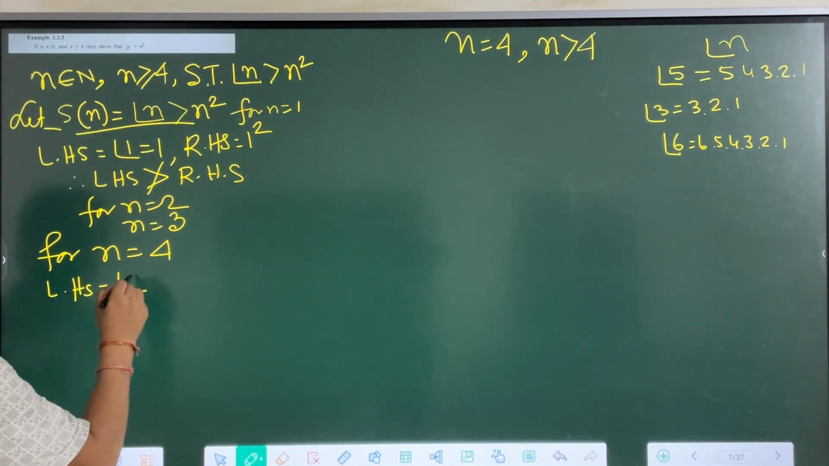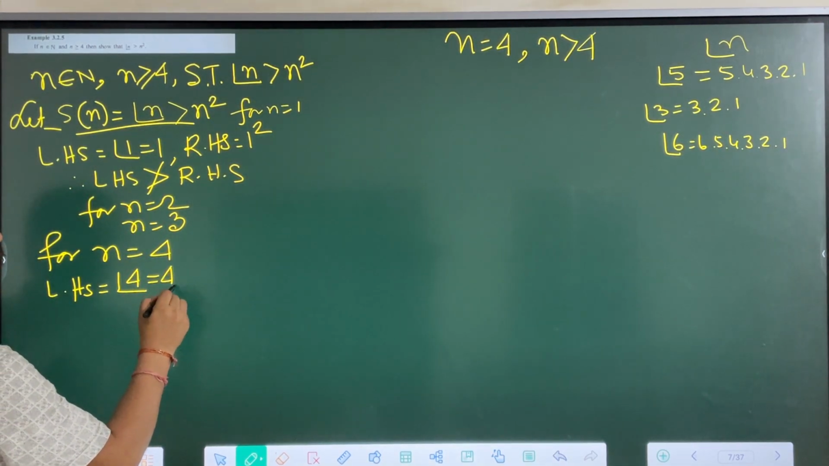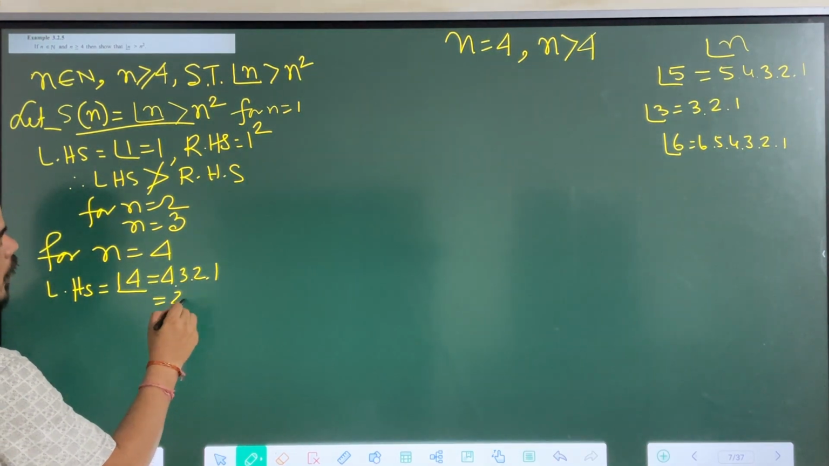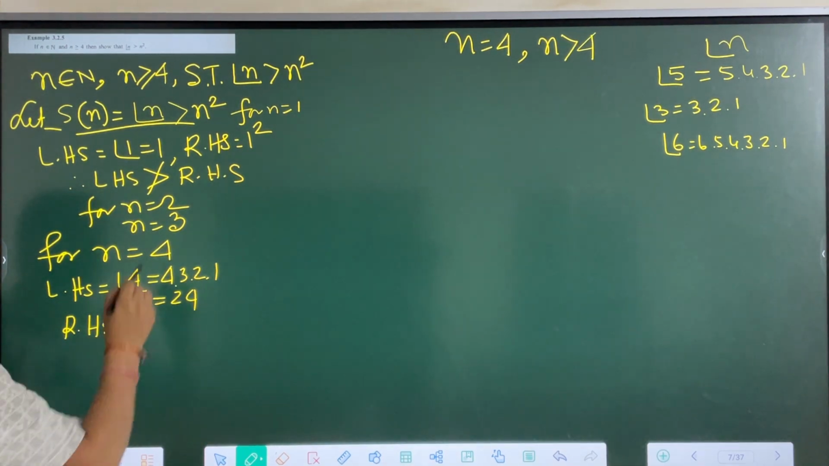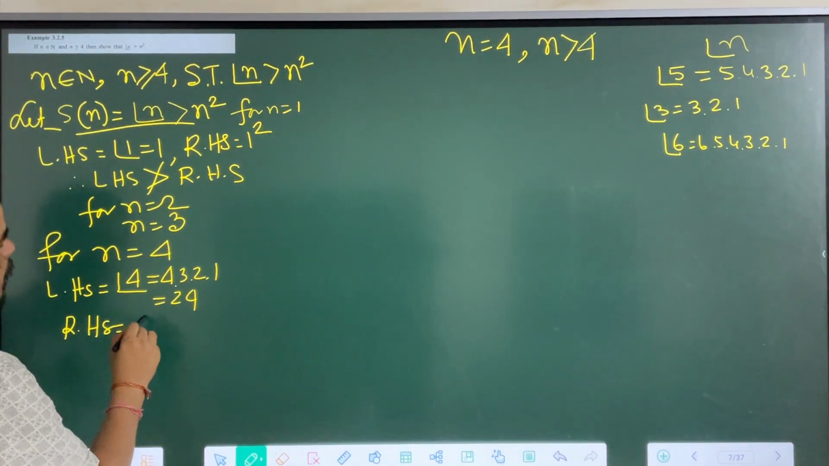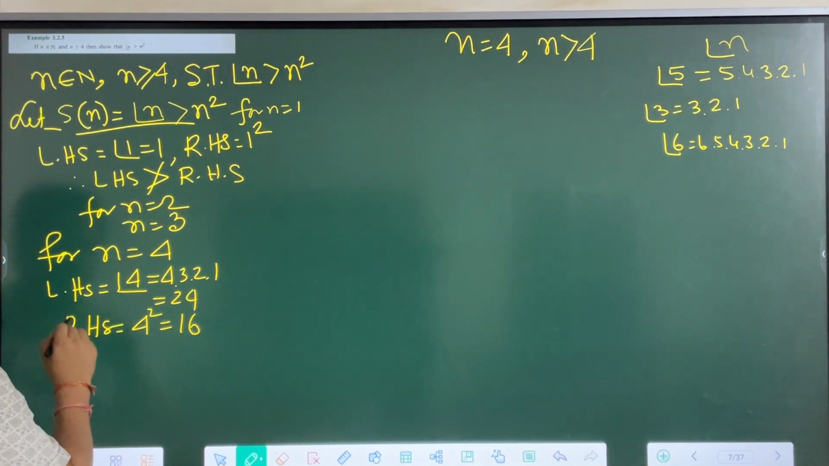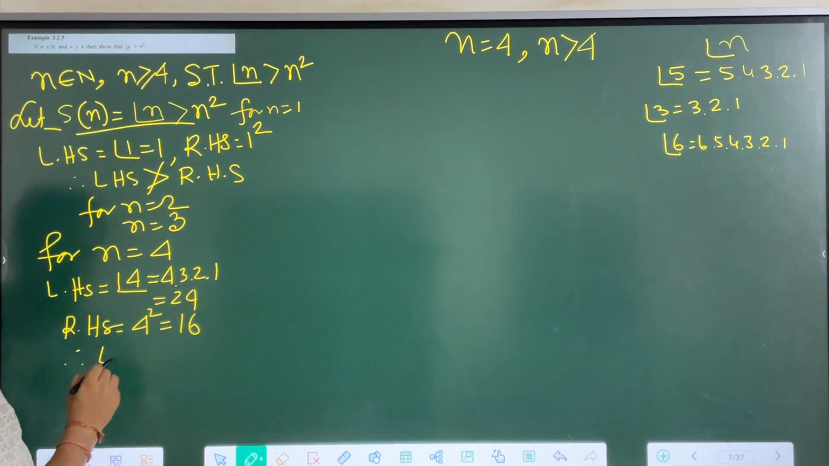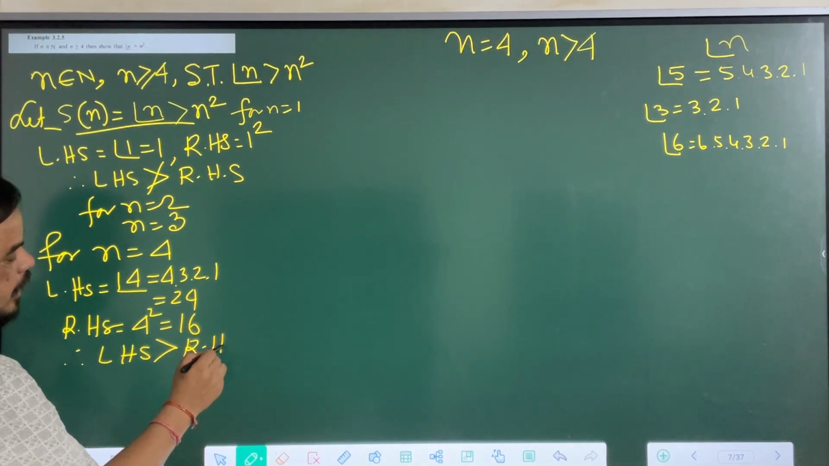LHS: factorial 4. Factorial n, factorial 4 is 4 into 3 into 2 into 1, that is 4 times 3 is 12, times 2 is 24. RHS: n square means 4 square, that is 16. LHS is 24, RHS is 16. That means 24 is greater than 16. So LHS is greater than RHS.